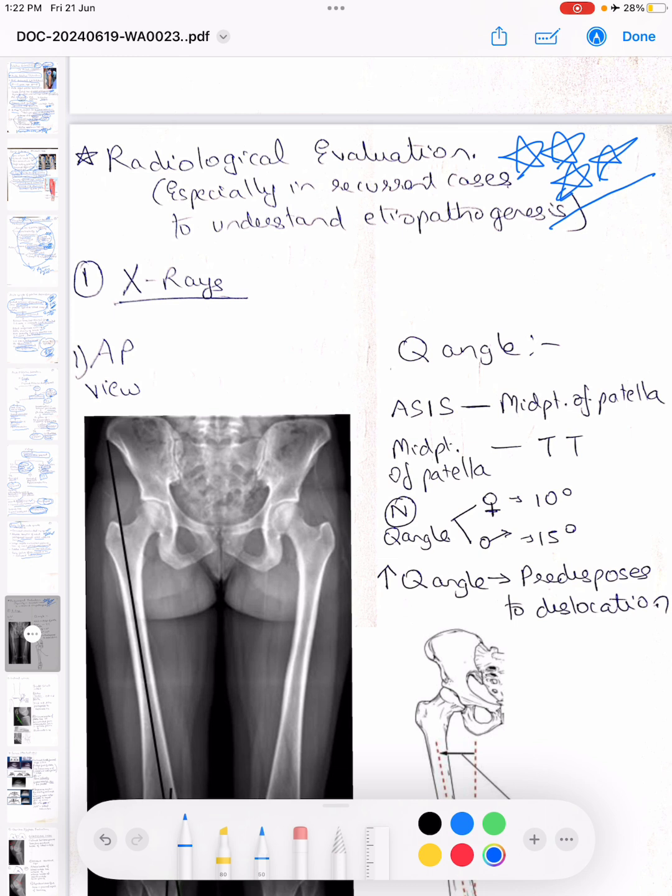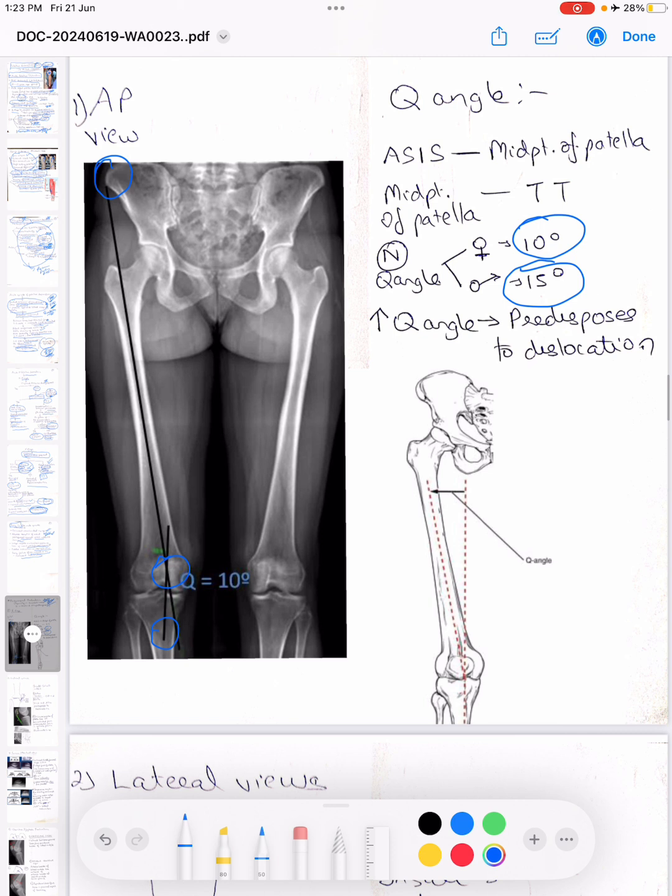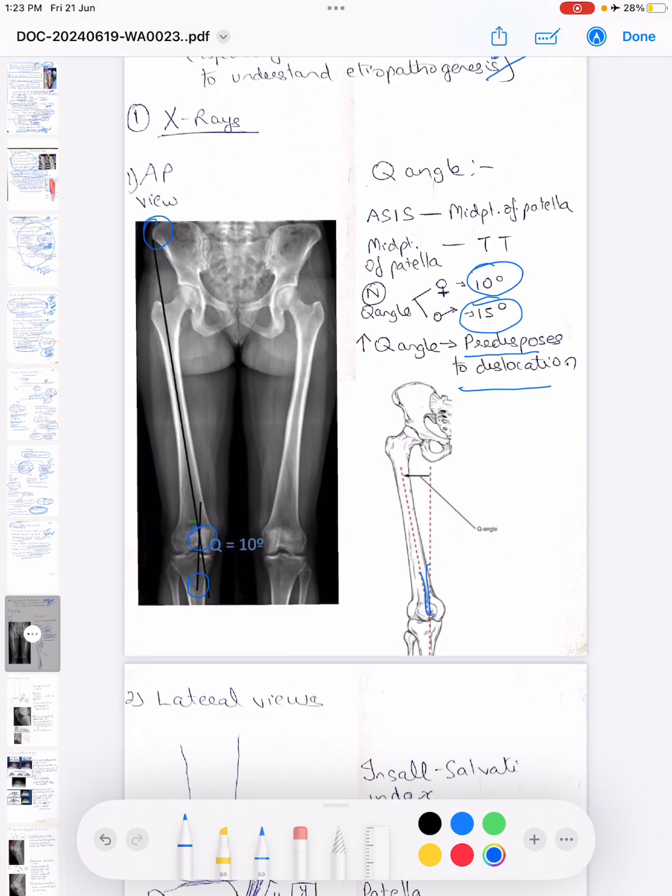Right? So basic X-rays, what do we see in the AP view? We check for the Q angle. What is the Q angle? It is the angle between two lines: the first line is from the ASIS to the midpoint of the patella, and the second line is from the midpoint of the patella to the tibial tuberosity. Normally the angle in males is 10 degrees and in females it's 15 degrees. If it is more than 10 degrees in males and more than 15 degrees in females, it predisposes to recurrent patellar dislocation. Right? That is what you see in the AP view.